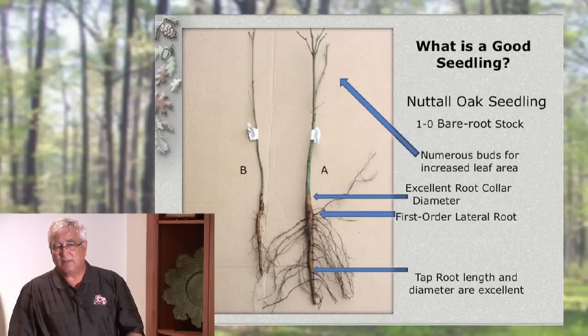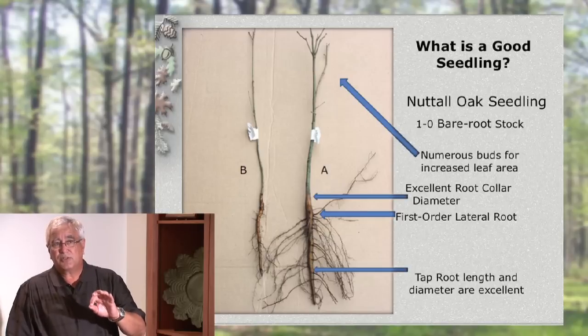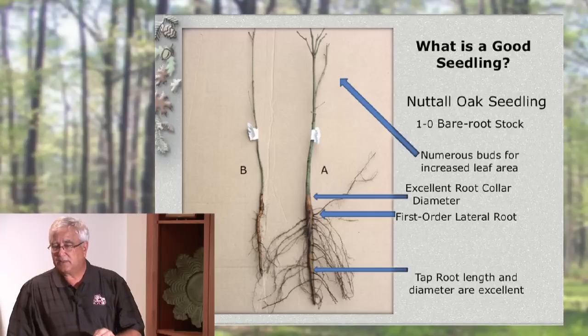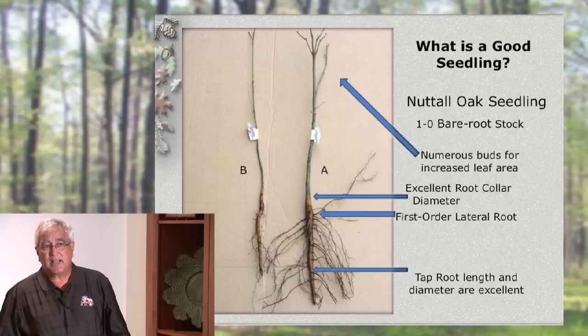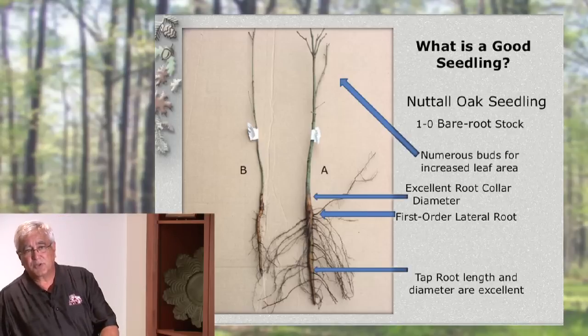We like to have the taproot length be at least 10 inches long. And then of course, numerous buds for increased leaf area, which will actually help us in producing sugar or food for that particular seedling as it grows. You notice that seedling B has none of those qualities whatsoever.